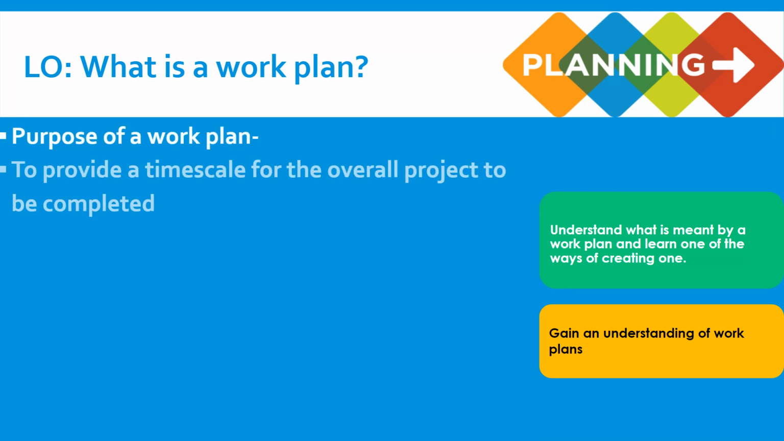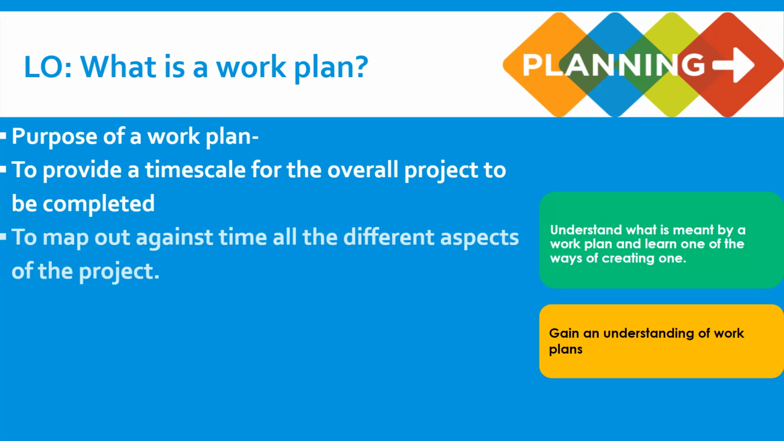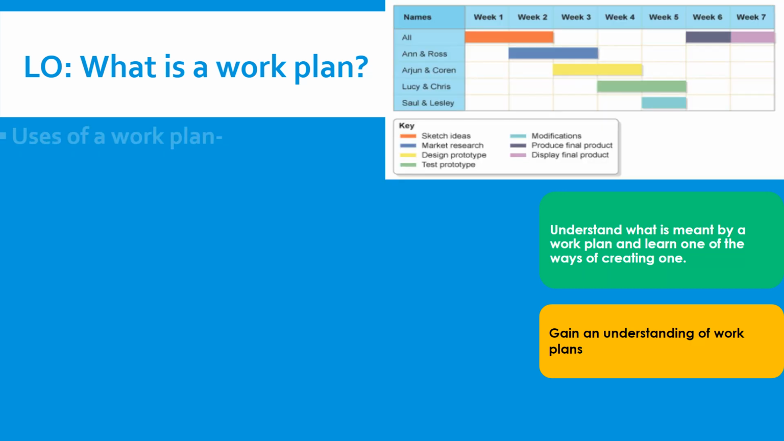Purpose of a work plan then. To provide a timescale for the overall project to be completed. So if it's the 4th of April, you need to make sure the work plan doesn't go over that. Map out against time and different aspects of the project. So looking at the timing of it, looking at the time you've got to the 4th of April, for example, and working out how many days you can work on certain bits of the project.